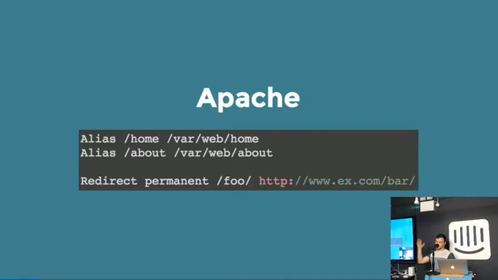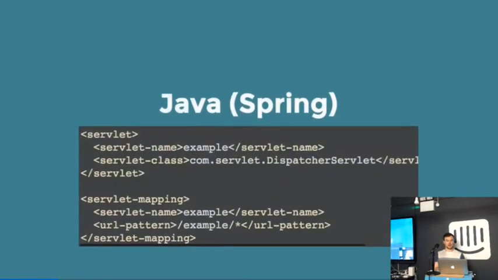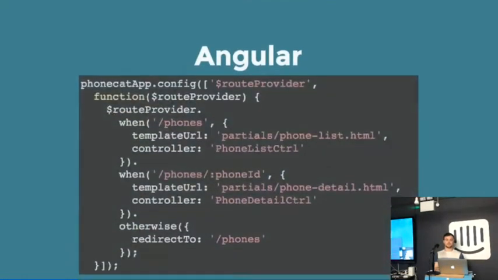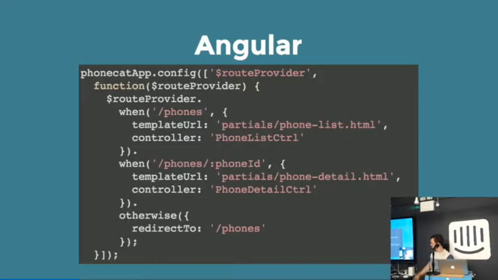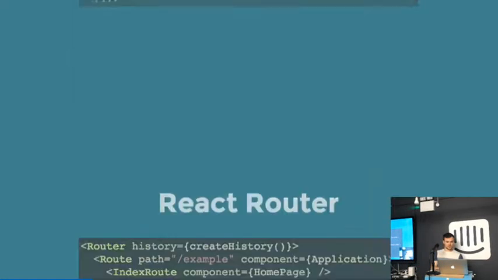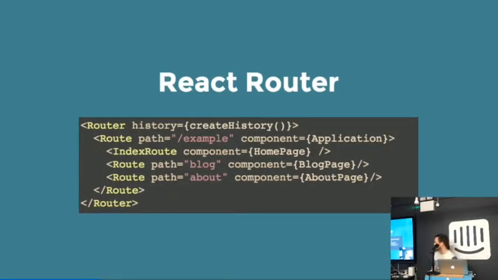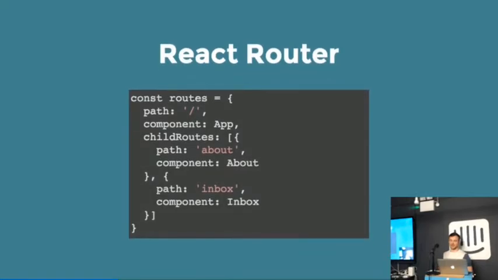Just to give some background, a lot of you have used routers already. Apache 20 years ago had some sort of routing in it. In Java Spring, you could do routing. And in Angular, you could do some routing pointing from a URL to a controller or to an HTML template. And this is React Router. I'll get into it in more detail. If you think JSX is horrible and you're never going to use it, don't worry, there's also a pure JS object way of creating routes and using React Router.